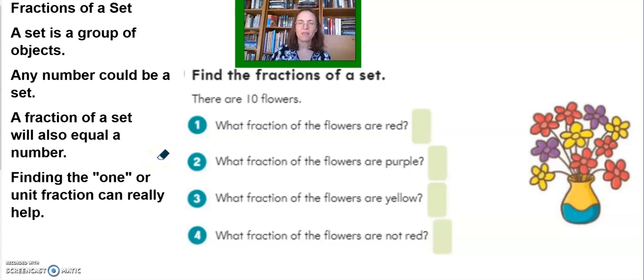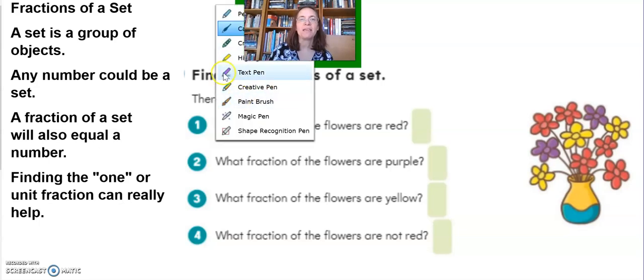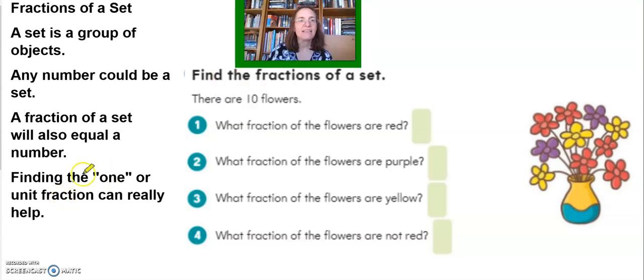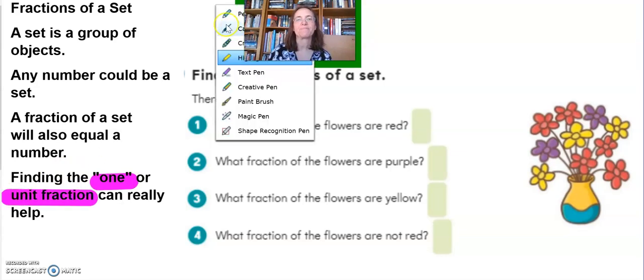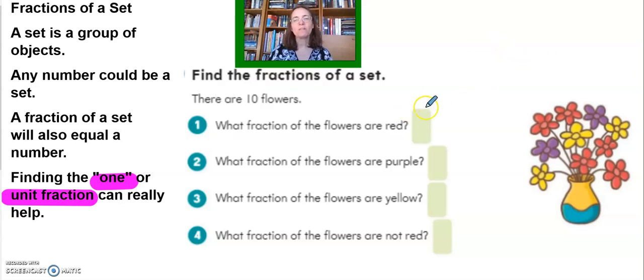whole number. So to help us with this, I want to start off with a really big hint, and that is that finding the one or the unit fraction can really help you on this. What am I talking about? Well, let's look at this bouquet of flowers over here. So we're told that there are 10 flowers. The unit then, the one flower will equal 1/10.